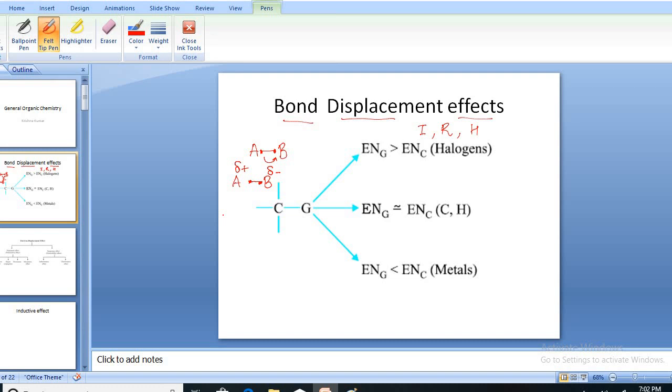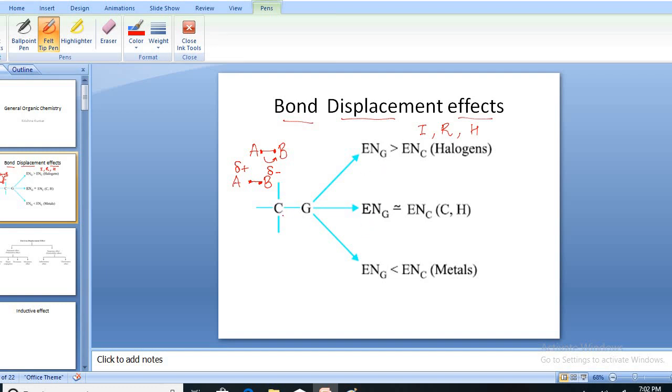So what do you mean by bond displacement effect? Bond displacement effect is an effect in which the electron is displaced towards one atom. What we'll be studying when we do inductive effect and all, here is a very simple explanation which I've given. There is carbon which is connected to a group. This group could be anything. So the first category is this one.